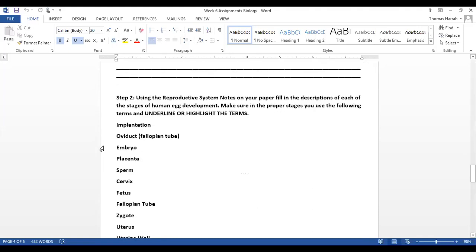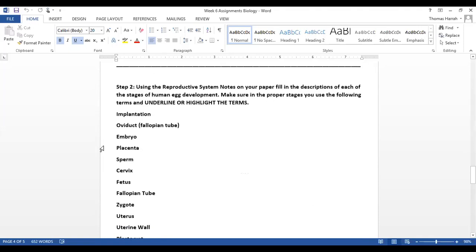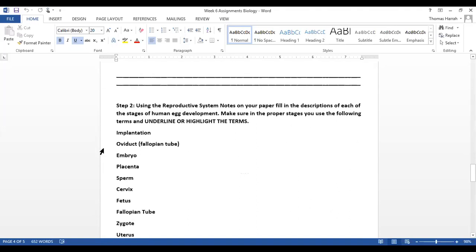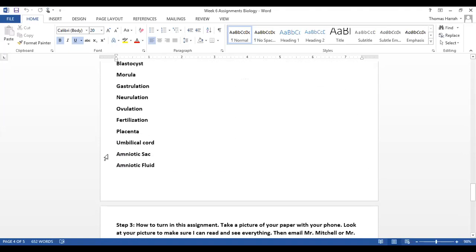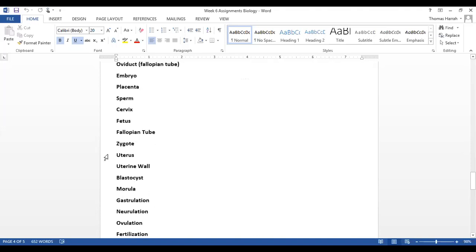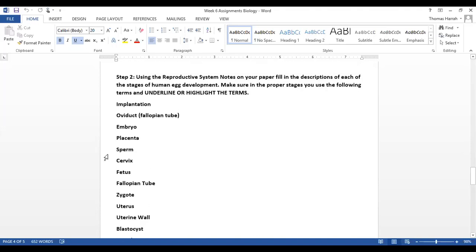Important though, part of step 2: you're going to make sure that somewhere in one of the stages, you don't have to use these in each stage, just in one of the stages, you need to use all these terms somewhere. And these are all in the notes where it describes each of the stages. You need to use all those terms, and then wherever you use them, you're going to underline or highlight the terms. That will be part of the grade. If you don't underline or highlight, I'm going to take off a chunk of points for not doing that. So for full credit, make sure you underline or highlight.